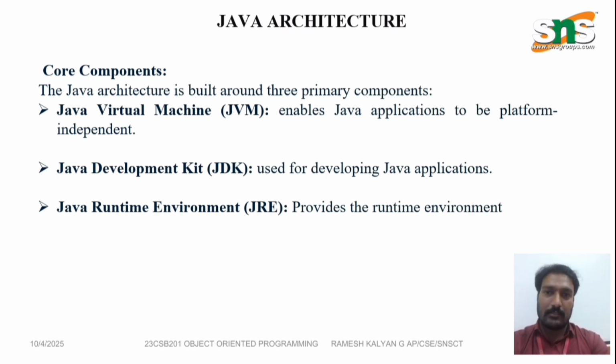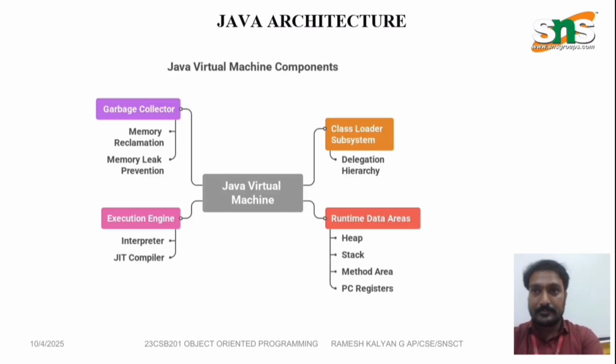The next one is the Java Development Kit, called JDK. This is mainly used for developing Java applications. As a whole, Java is divided into three parts: JVM, JDK and JRE. The JVM focuses on running the Java application, JDK focuses on developing Java applications, and the third one is JRE, also called the runtime environment. JRE is used for running Java applications.